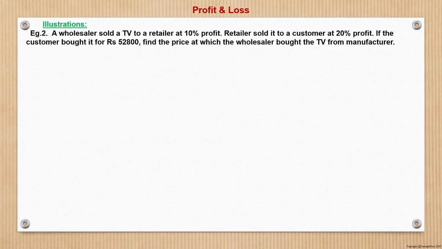Let's move to example 2. Here the question reads that a wholesaler sold a TV to a retailer at 10% profit. A retailer sold it to a customer at 20% profit. If the customer bought it for rupees 5280, find the price at which the wholesaler bought the TV from the manufacturer. So again, I will solve it using method 1, which is a generic approach.